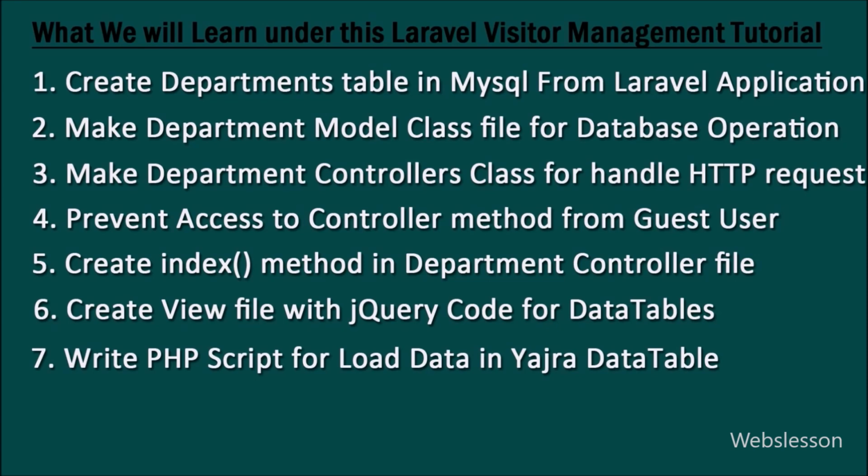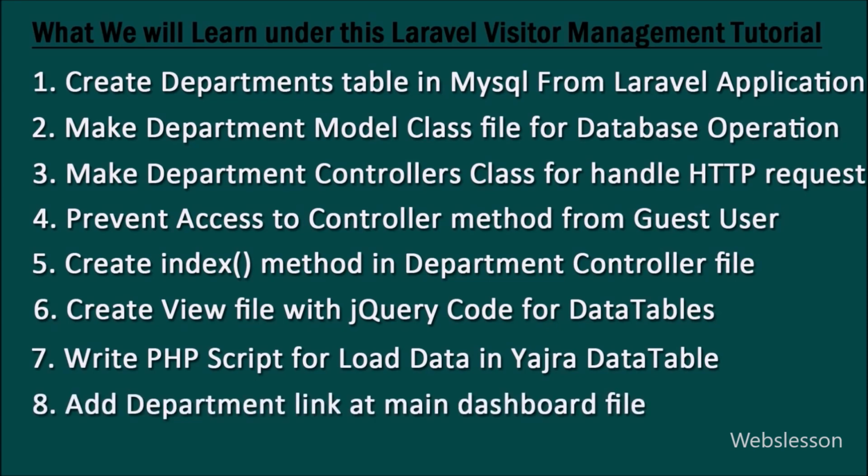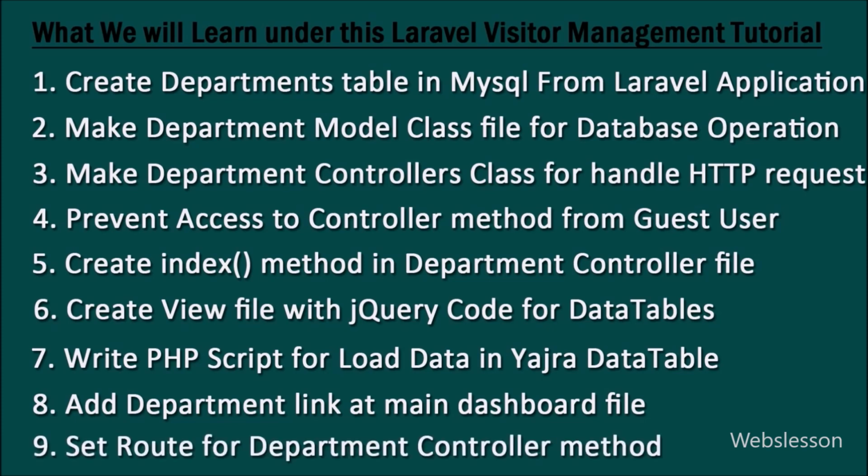After this, we will create the department view file and write jQuery code for the data table. Next, we will create another method in the controller class to load data in the data table. After this, we will set the route for the department controller class methods. And lastly, we will check the output in the browser. So these things we will learn in this part.